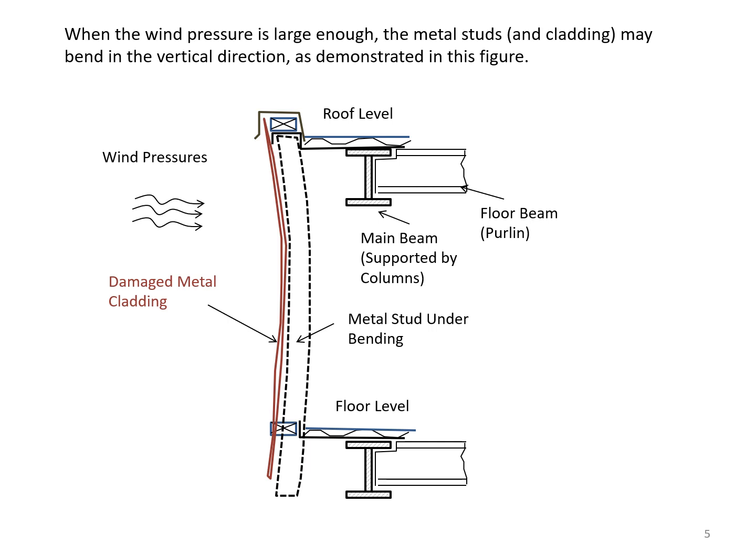When the wind pressure is large enough, the metal studs and cladding may bend in the vertical direction as demonstrated in this figure. As you can see here, the cladding is damaged because of the bending. The metal stud is also under bending.